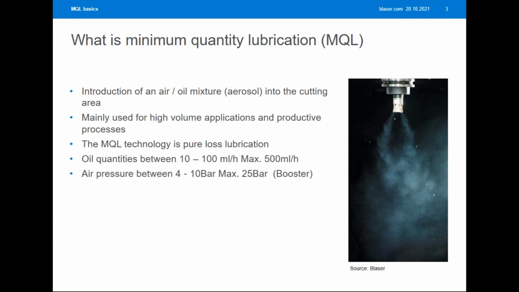And we're talking about oil quantities in between 10 and 100 milliliters per hour with a maximum of 500 milliliters. But this is not very often used, and an air pressure, the average is between 4 and 10 bar. Being able to go up.